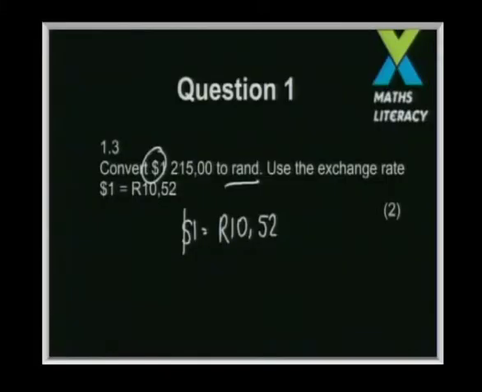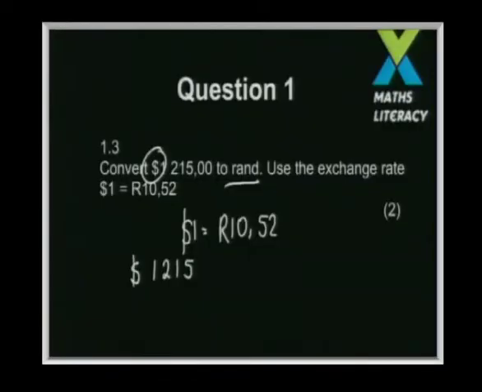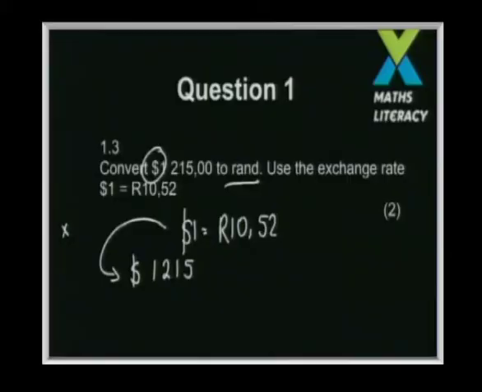And I'm converting dollars to rands, so it's always a good idea to have the dollars on the left hand side because that's what we actually want to convert. Then I want to put the other bits of information that I have been given, and that's going to be $1,215. Now in order to get from $1 to $1,215, I'm going to times that by 1,215. And what I do to the one side, I always do to the other. So it's going to be times by 1,215.